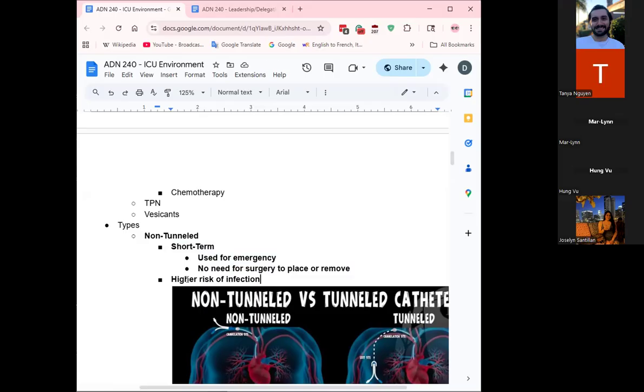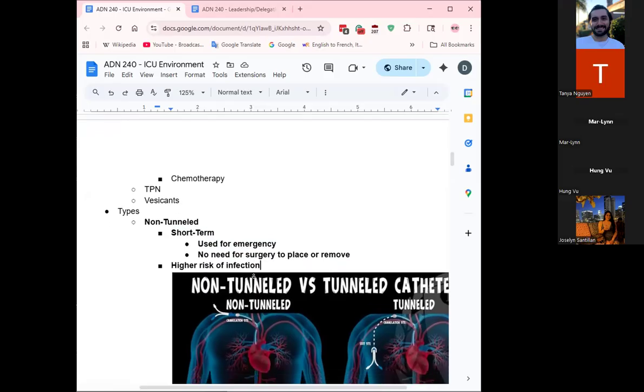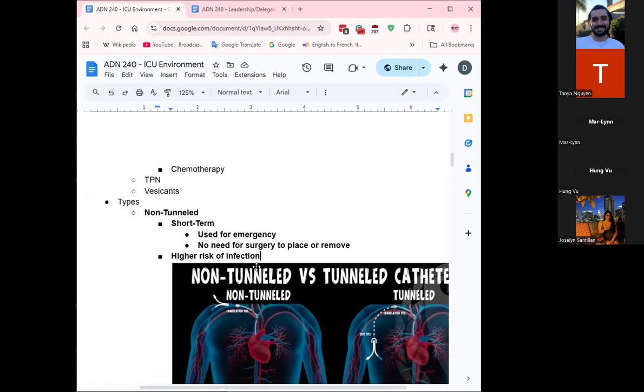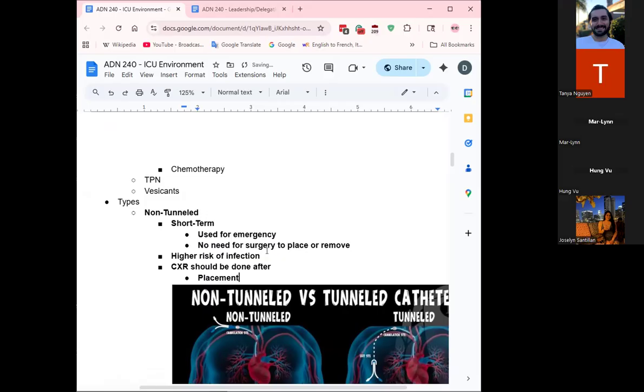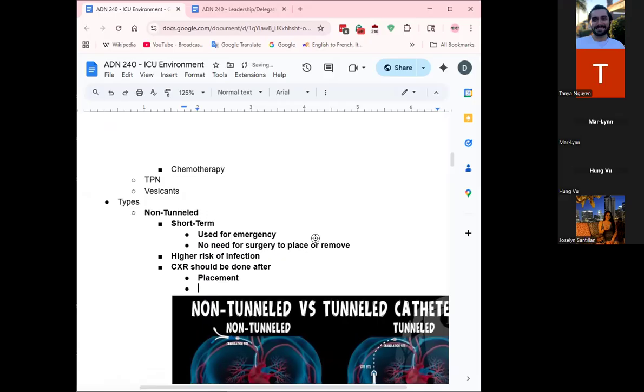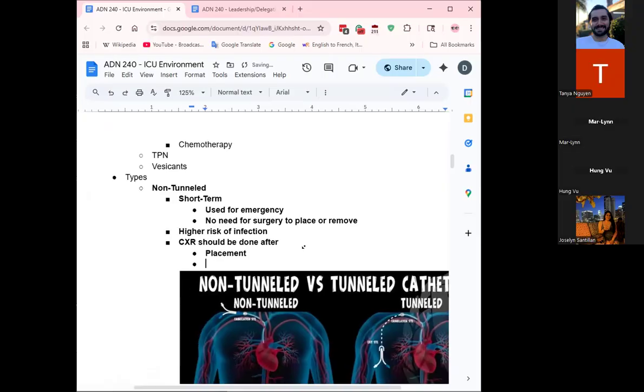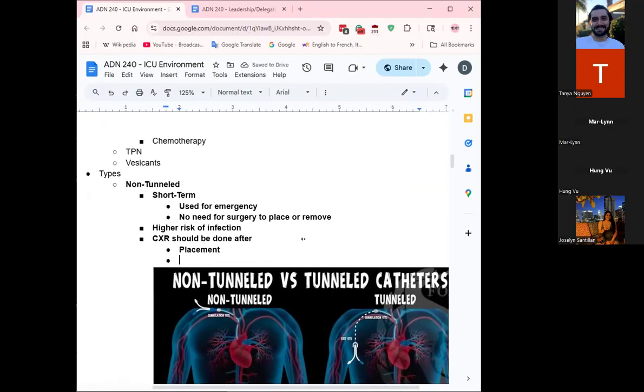This one is also going to have a risk for something. After you get the central line placed, there needs to be something done afterwards for safety reasons. Do you guys remember what that is? So you need a chest X-ray. It helps you determine placement, and then what else could happen if you're just kind of sticking a line in there haphazardly in an emergency.